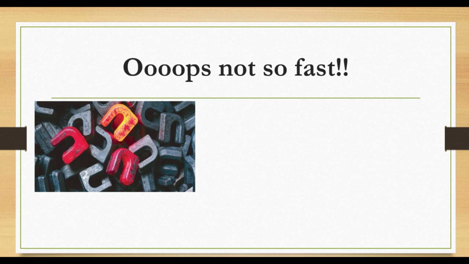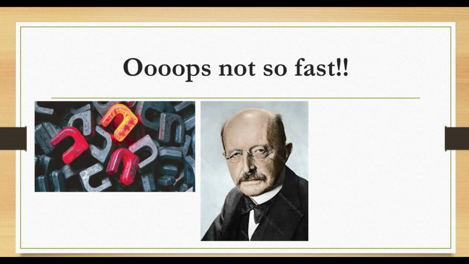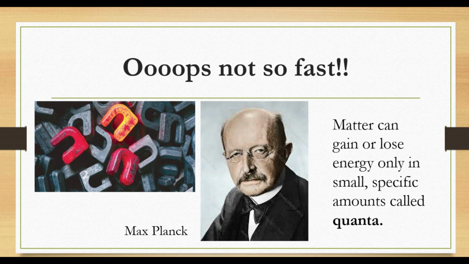The wave model of light cannot explain all of the light's characteristics. Just like when an object emits only certain frequencies of light when heated. This led to the study of Max Planck, wherein matter can gain or lose energy only in a small specific amount called quanta. Quanta or quantum is the minimum amount of energy that can be gained or lost by an atom.